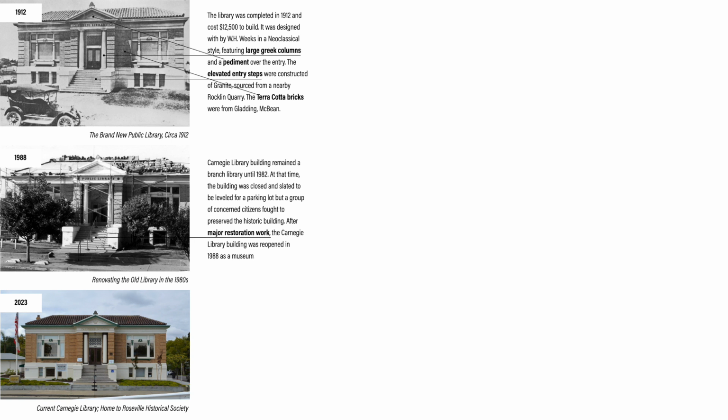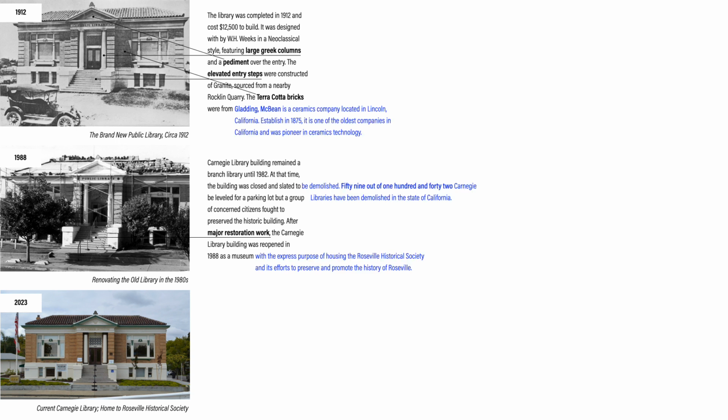Next, I called out elements I wanted to highlight in the images, using bold text and lines that connected the text to the images. This blue text was another layer of information. It was meant as a second read, but also ties into the original black text.